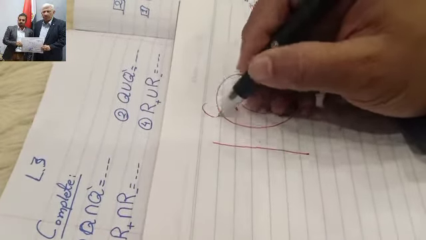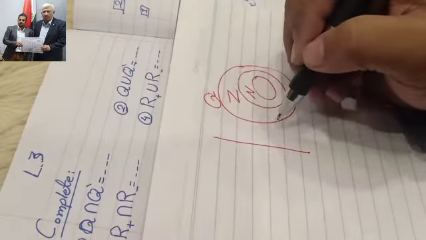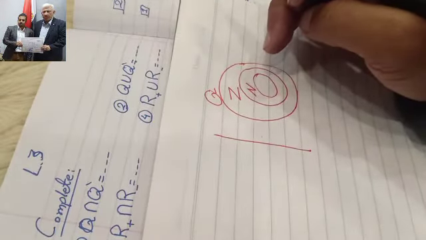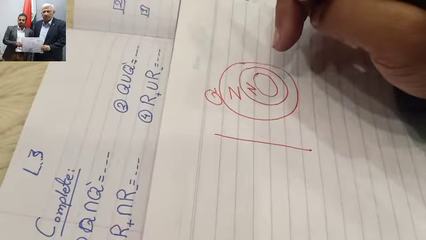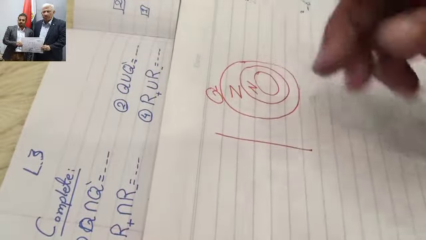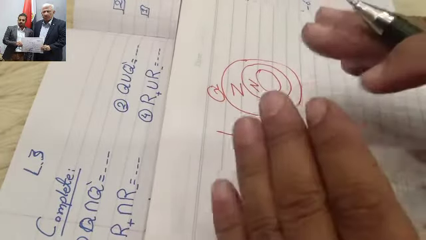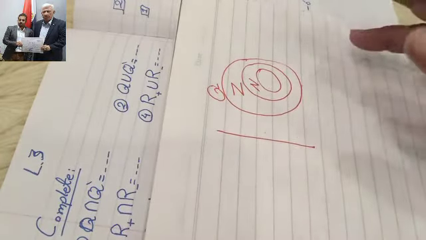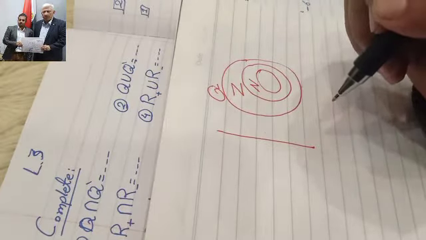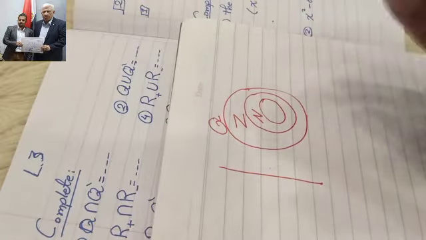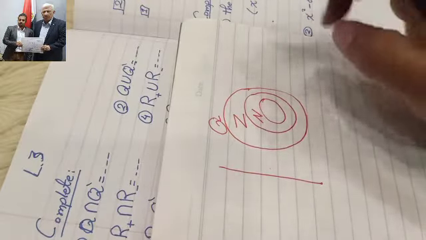Then the rational numbers. What is a rational number? Any number I can put in the form a over b, where a and b are integers and b is not equal to 0. This is a rational number, any fraction, but the denominator is not equal to 0.